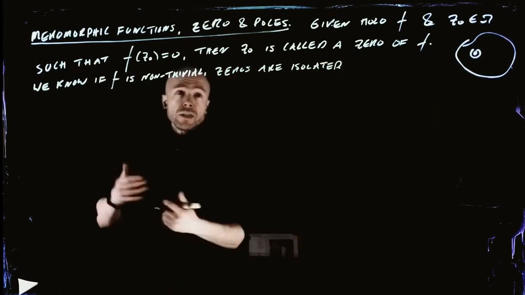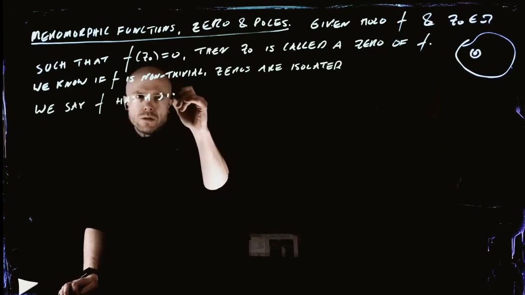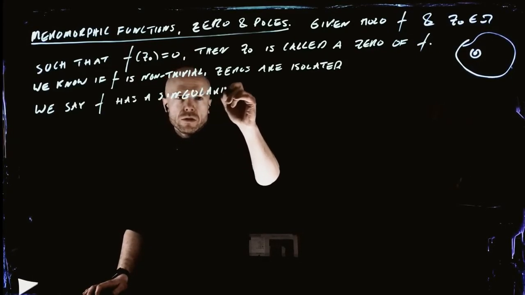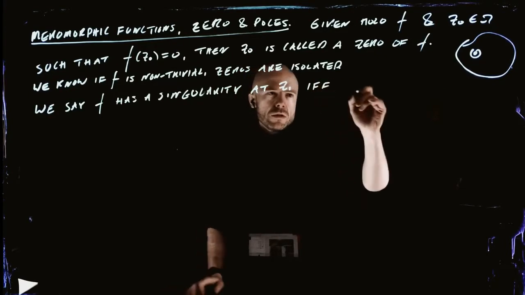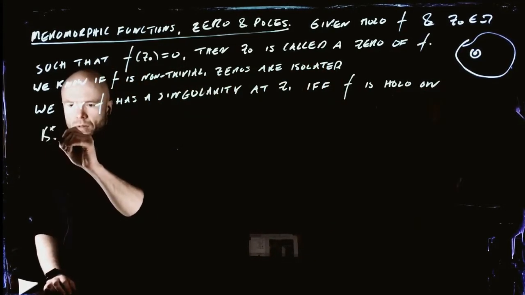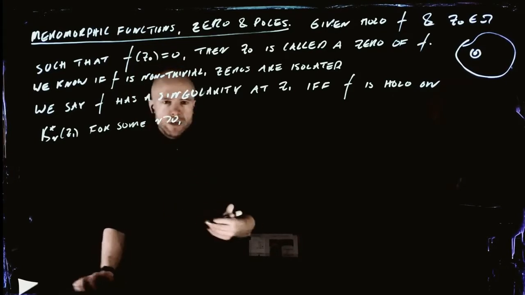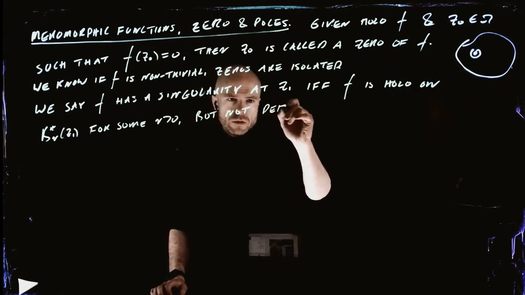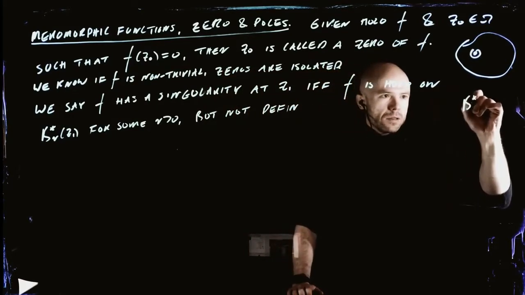Now let's describe what singularities are. So we say f has a singularity at some point, let's say z1, if and only if f is holomorphic on the punctured ball around z1 for some r bigger than 0, but not necessarily defined at z1. This is a star on the circle.